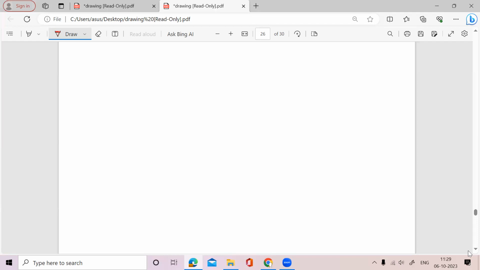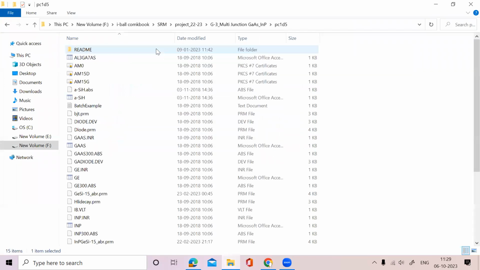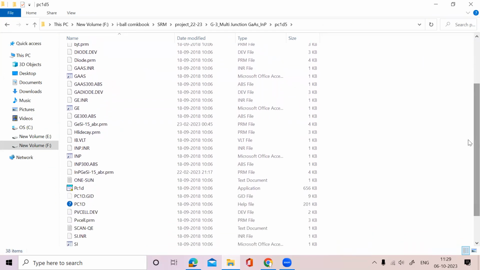Actually, in practice, the solar cell is not like that. Okay, I am going to the software first, and parallelly I will try to do this. So in the PC1D software, there is one symbol, PC1D.